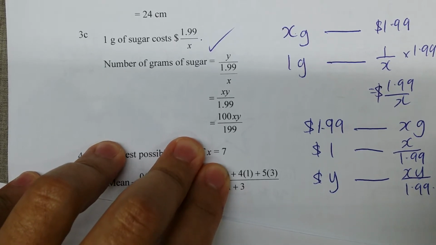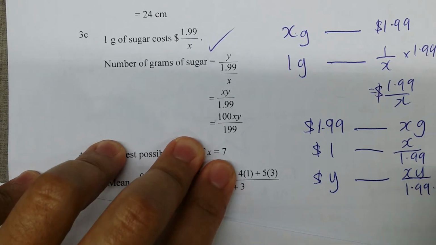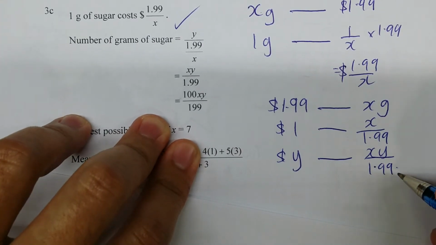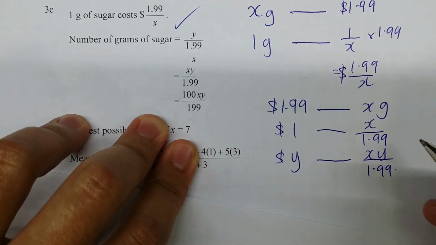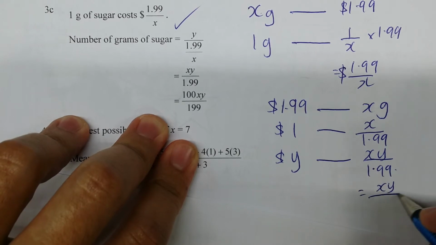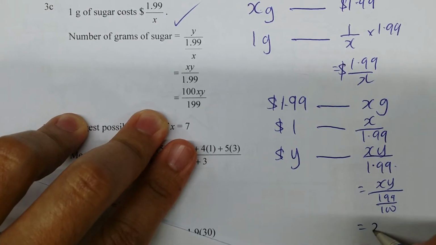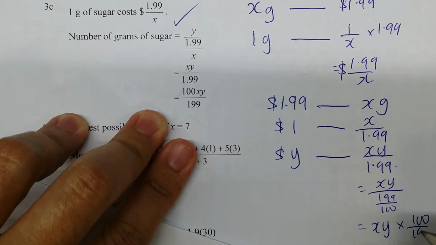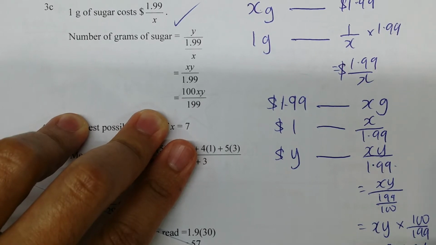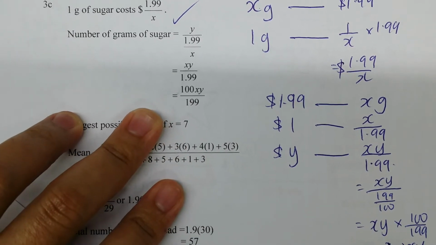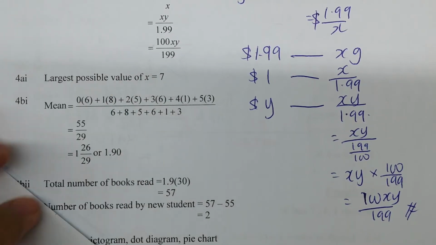Why? Because 1.99, we cannot write decimals within a fraction, right? So 1.99 is actually 199 over 100. xy divided by this is like times 100 over 199. 100xy over 199. Okay? Sorry, can see?